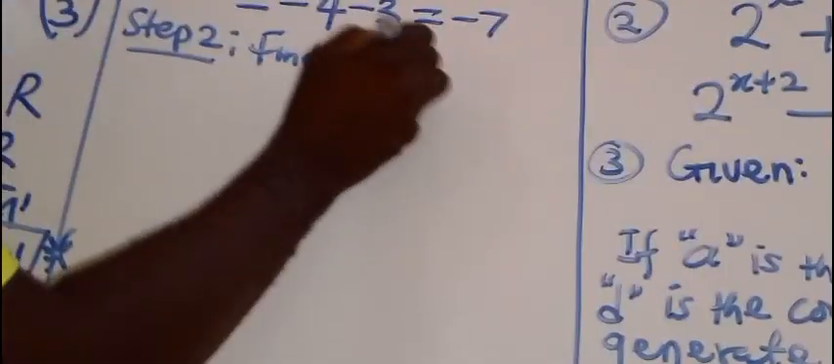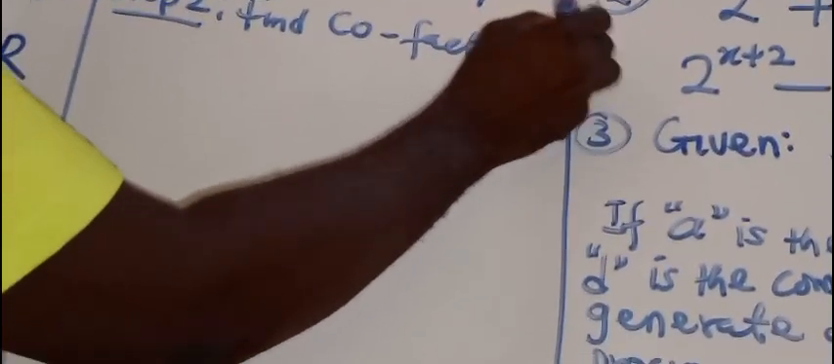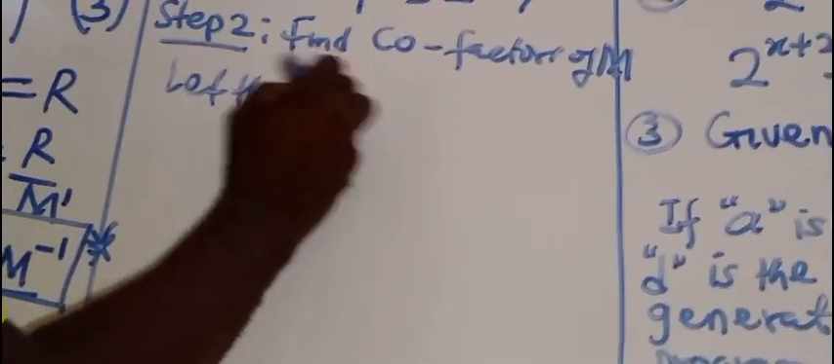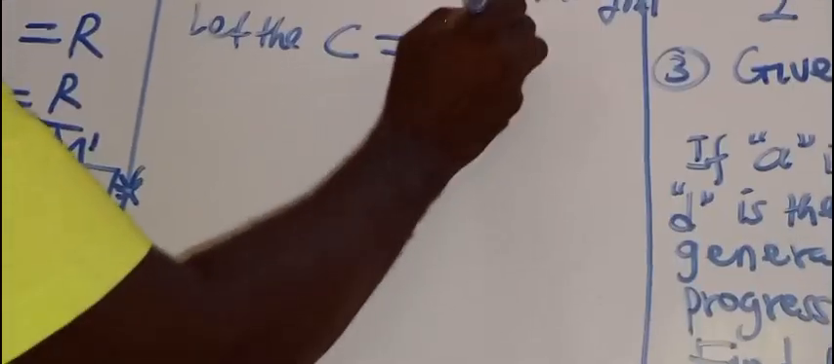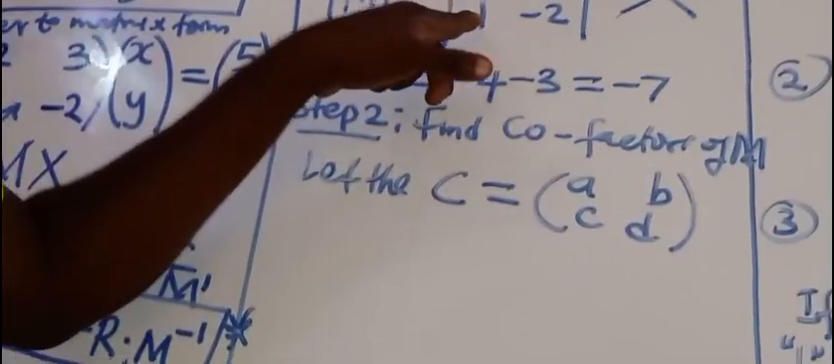Step 2: find the cofactors of M. You said let the cofactor, which is C now, be equal to A, B, C, and D. Do you know the meaning of cofactors? Let me explain to you. The meaning of cofactor is: what will replace this element 2, element 3, element 1, element 2?